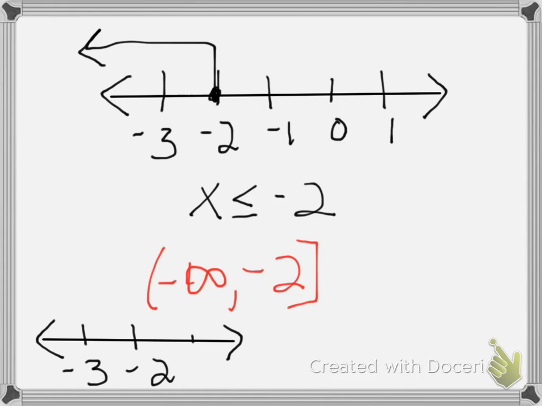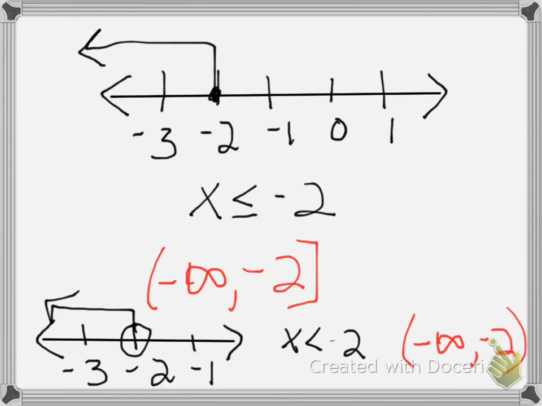If you had a graph that had an open circle, it's x is less than -2, so it's -infinity to -2 with a parentheses.